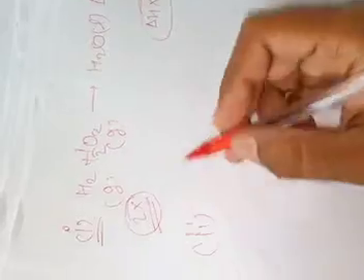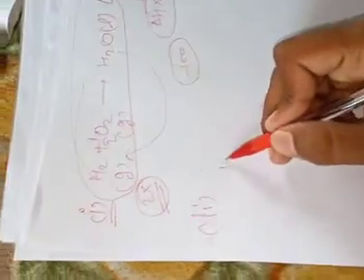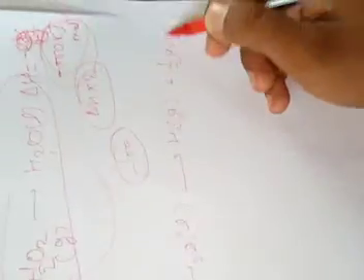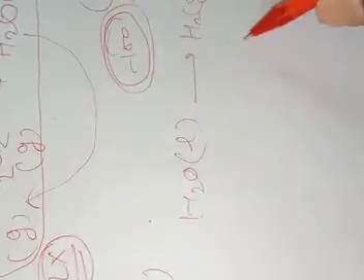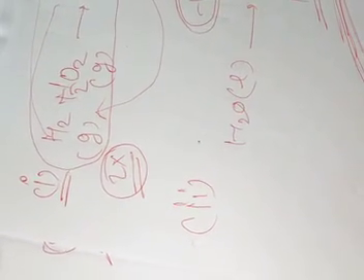The second point: if I have this reaction and the value of delta H is minus 100, and I reverse this reaction, writing water liquid gives H2 gas plus half O2, then I have to change the sign of delta H, but the magnitude remains the same. Okay friends, this was all about the first part of energetics, or thermochemistry. Thank you.